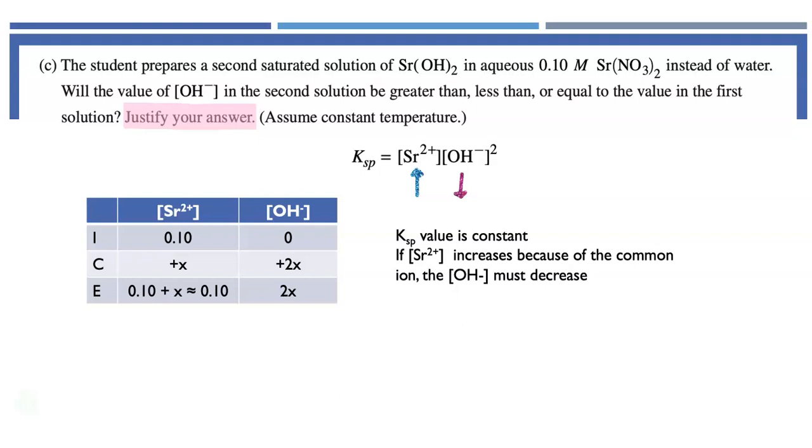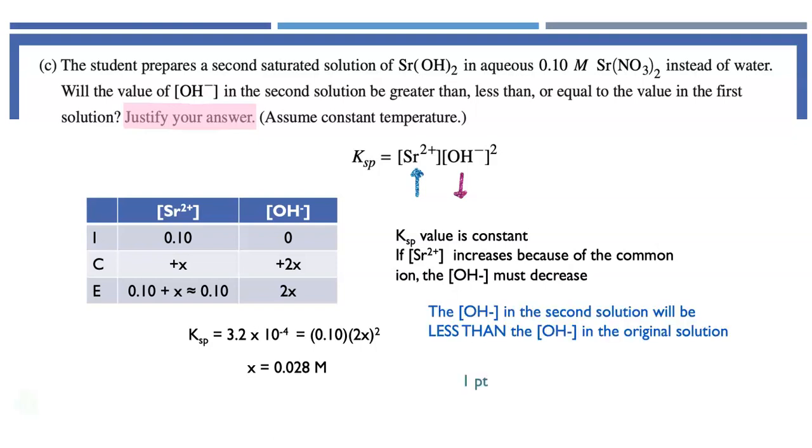But what we could do now is actually solve for the hydroxide ion concentration. We can substitute the 0.1 in for the strontium. We can substitute 2x in for the hydroxide. We still have to square it. And when we solve for x, we get 0.028 molar. That's definitely smaller than what we had in part B. The hydroxide ion concentration in this second solution, in the common ion effect situation, will be less than the hydroxide ion concentration in the original solution. And that's 1 point.